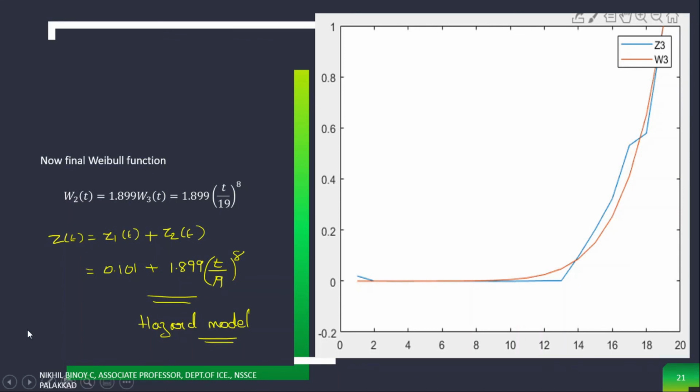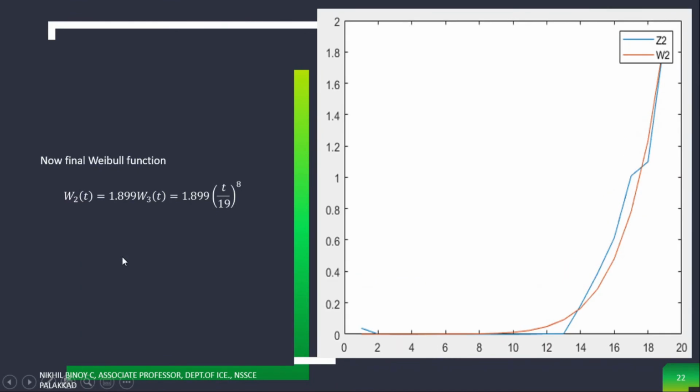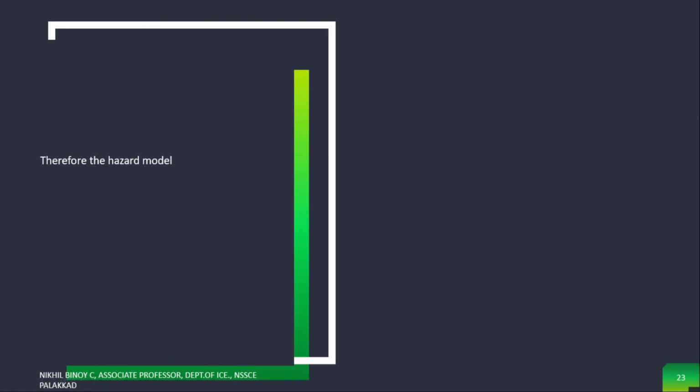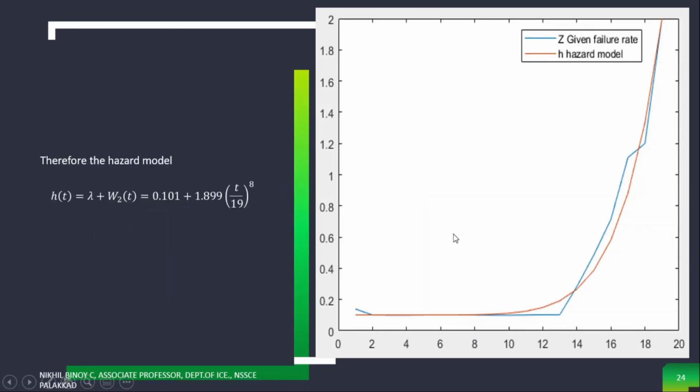Is it okay? So I am going to show that one. So this is W2 of t. You can see that the magnitude is increased back to 1.899. Then we have the final one. The hazard model h of t, we can write it as Z of t, that is equal to Z1 of t, that is lambda, plus Z2 of t. So this one is a Weibull representation, W2 of t, that is equal to 0.101 plus 1.899 into t by 19 raised to 8. So the corresponding graph is shown here.